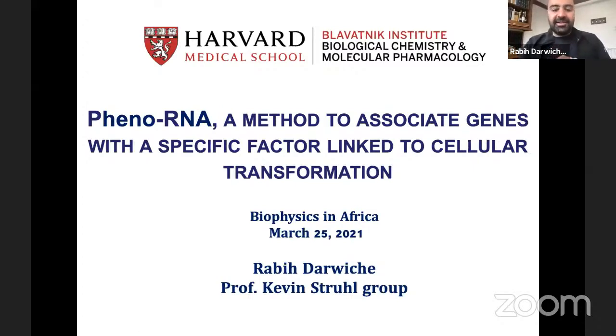So good morning from here. I am Rabi Darwish, a postdoc researcher at Harvard Medical School in the Department of Biological Chemistry and Molecular Pharmacology in the group of Professor Kevin Struhl. Today, I'll speak about a method I developed in the lab called PhenoRNA, which is used to link a specific phenotype to the genotype. The title of my talk is PhenoRNA, a method to associate a gene with a specific factor linked to cellular transformation. Specifically, I will show you how, from phenotype and by the use of computational biology and bioinformatics, we can uncover interesting cancer-related genes that were never identified before. So this is the main goal of my presentation.